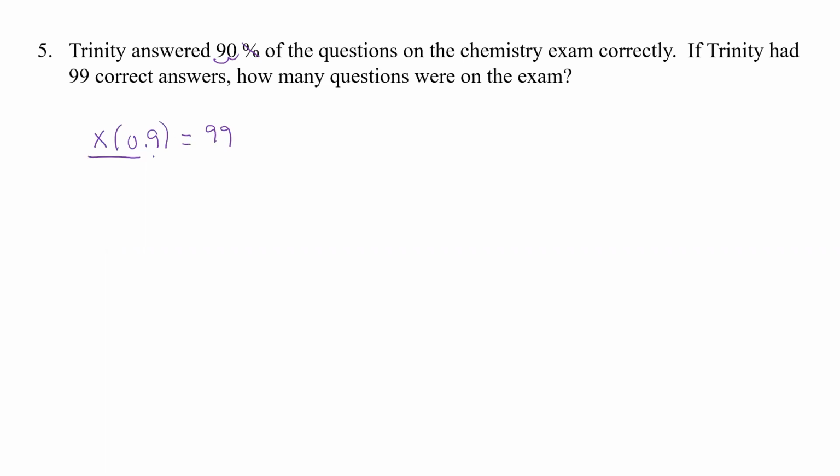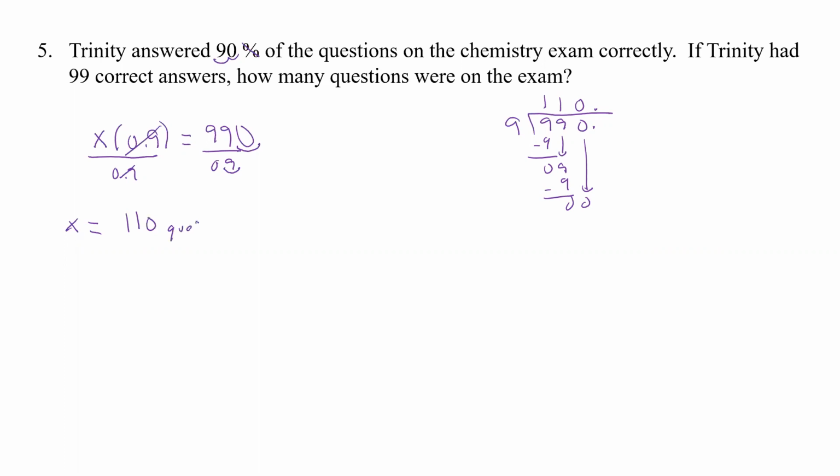Okay, so what do we do? Well, we divide by 0.9, so those cancel, and we get x equals, well, remember, we can't divide by a decimal, so we have to move the decimal 1 place here, and 1 place here, and so we're taking 9 into 990. So that goes in once, that's 9, subtract that, that's 0, bring down our 9. That goes in once again, that's 9, subtract that, that's 0, bring down our 0, and that's 0 times it goes in there, and so it looks like there's 110 questions.